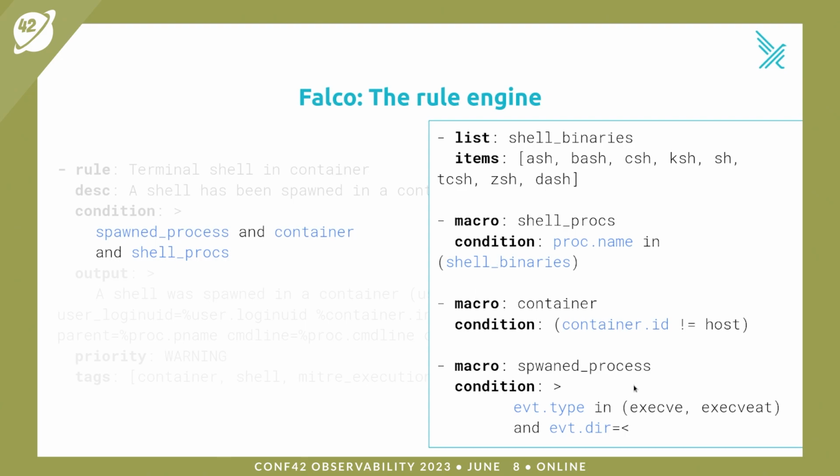And we have spawned_process. And we also have evt.type, obvious, and execve and execveat are real system calls. You can see these exact names inside the kernel code base if you want. And we have evt.dir. It's just to specify if we want the request to the kernel or the response from the kernel.